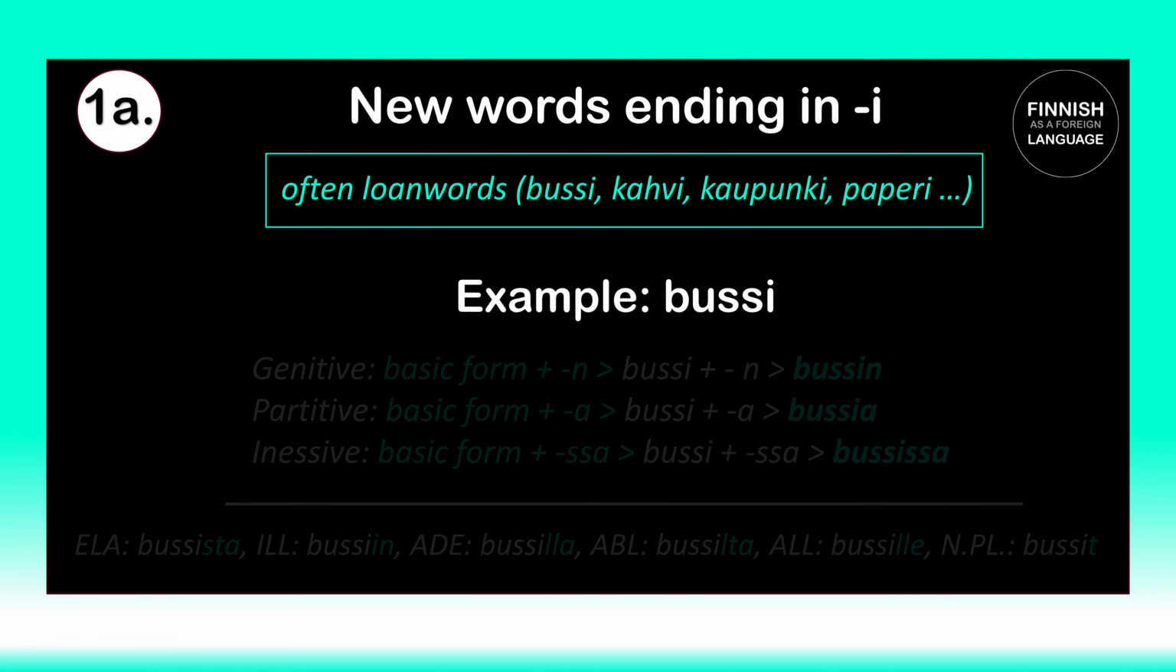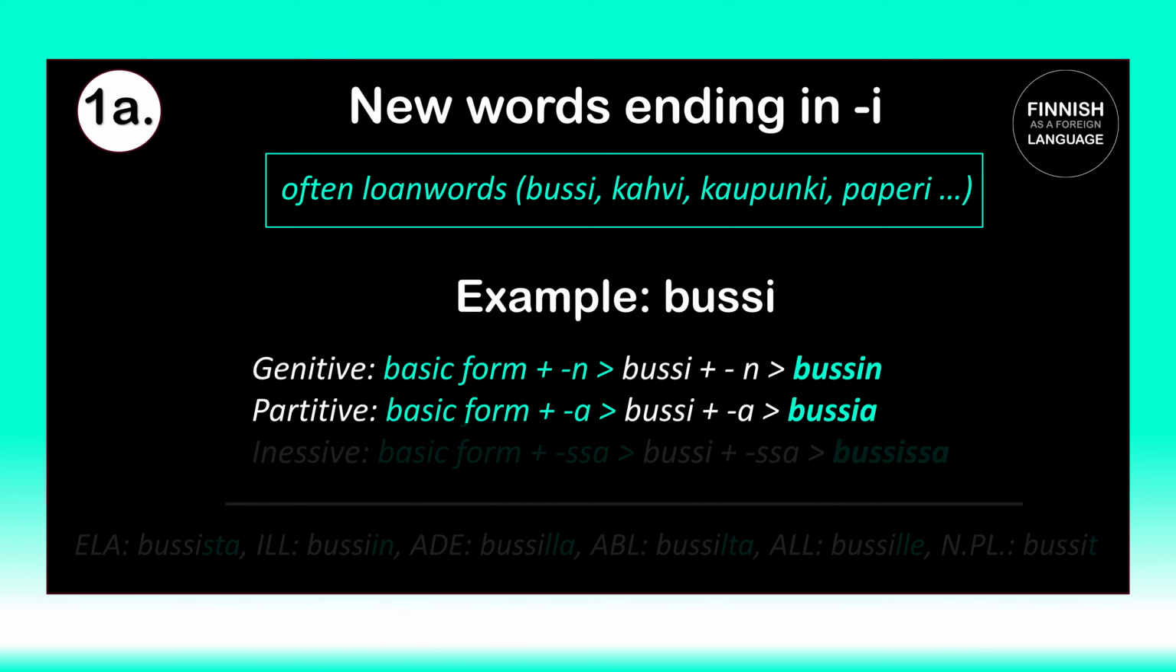Bussi, which means bus. So, when we want to form the genitive case of it, we have to take the basic form plus the genitive marker n. So that means we have bussi plus n is bussin. Bussin means of the bus. It's the genitive case of the word bussi. Now we want to form the partitive case. Again, we take the basic form and then we add the letter a to it. So that means we have bussi plus a is bussia. Bussia. It's the partitive case of the noun bussi.